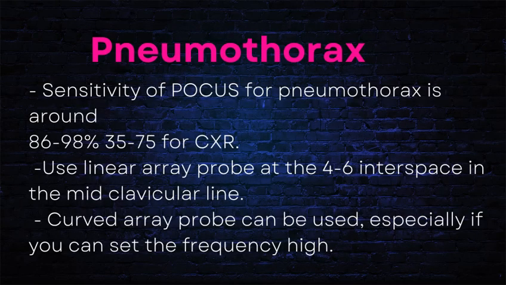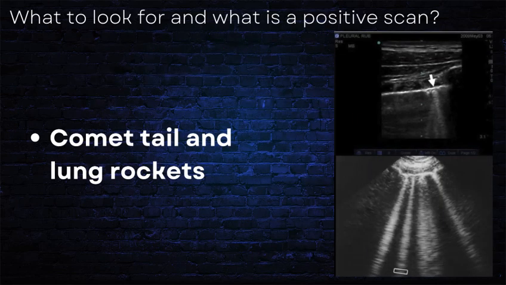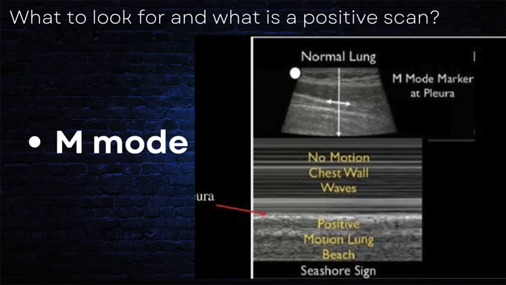Pneumothorax. Sensitivity of POCUS for pneumothorax is around 86-98%, versus 35-75% for CXR. Use a linear array probe at the 4th to 6th interspace in the mid-clavicular line. A curved array probe can be used, especially if you can set the frequency high. What to look for and what is a positive scan? Lung sliding, comet tail and lung rockets, M mode, lung point.